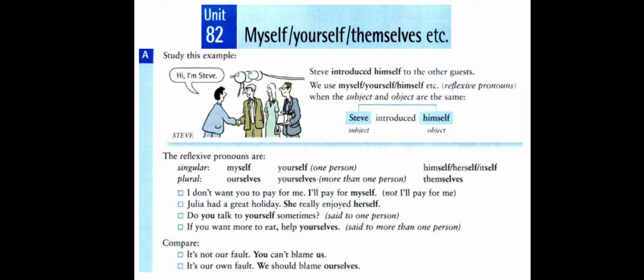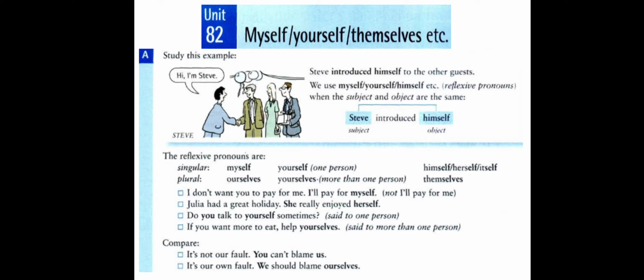We use myself, yourself, himself, reflexive pronouns. Steve is the subject and Steve himself is the object. So we say Steve introduced himself. We don't say Steve introduced him as an object, but we say Steve introduced himself. We use a reflexive pronoun in the object position if the subject and the object are the same.